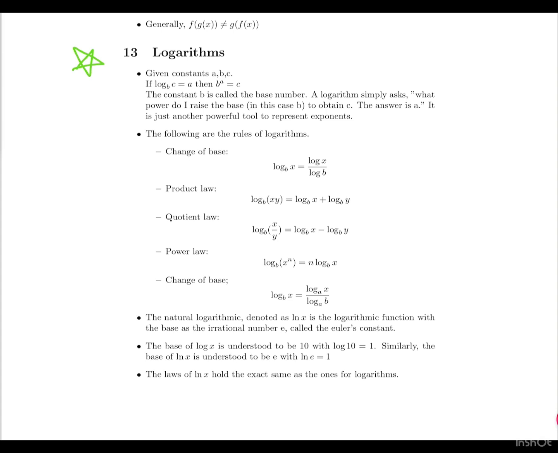And apart from these rules, we have the natural logarithm denoted as ln of x, and it has the base as the irrational number e, which is called Euler's constant. In the way we have log of x with the base 10, we have ln of x with the base e. And since log 10 is equal to 1, in a very similar way, log e, which means e to the power 1, is e. So ln of e is 1. And the laws of ln of x hold exactly the same as the ones for logarithms. I hope you are very thorough with this. And yeah, let's move ahead.